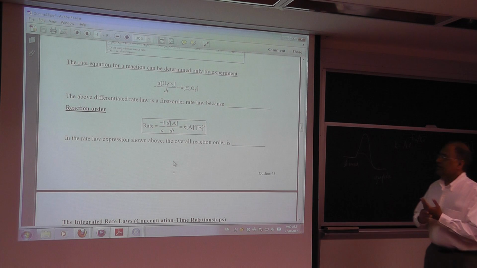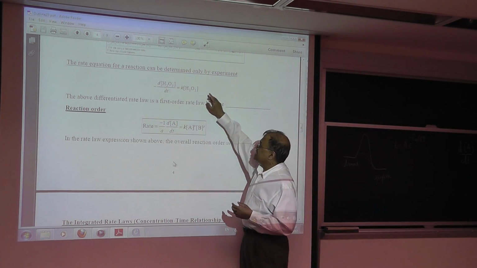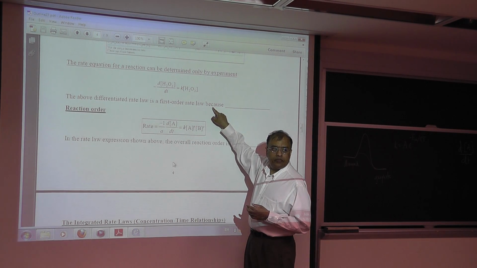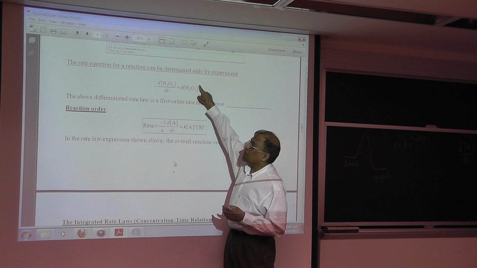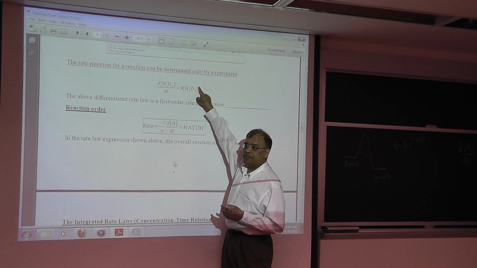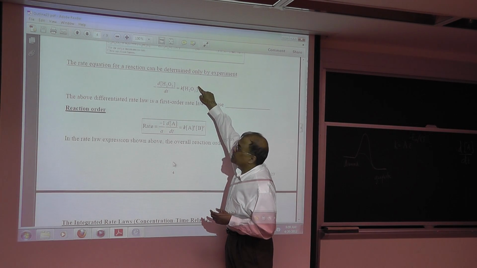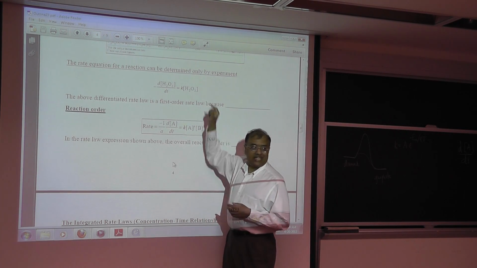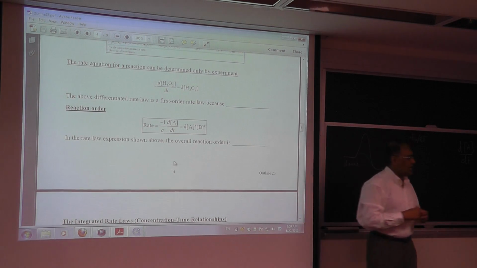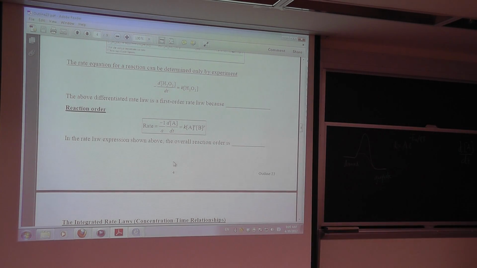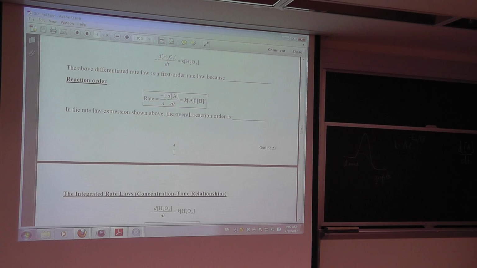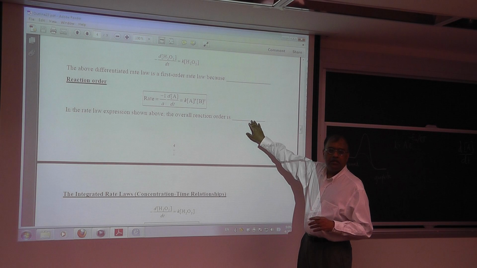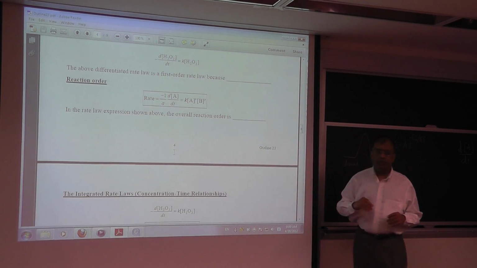We say that this differentiated rate law is a first order rate law because the power is 1. This x here is equal to 1. Because x is equal to 1, we say that this is a first order reaction. If you have the more general case, the overall reaction order is x plus y.